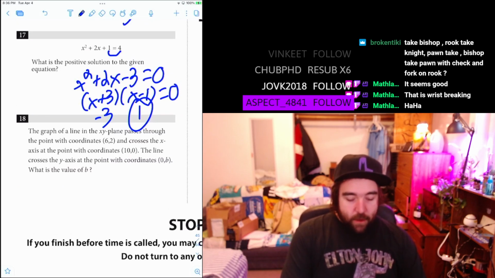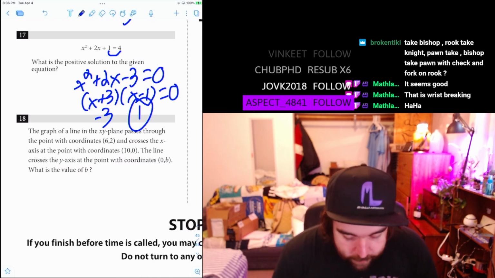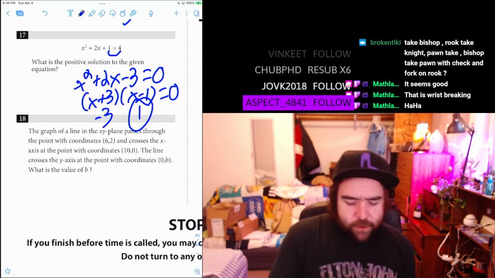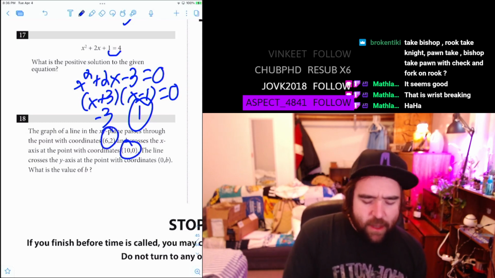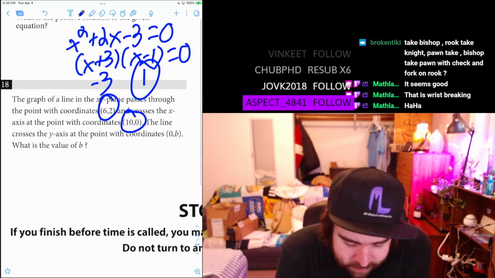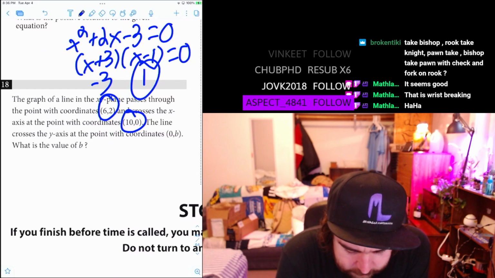Okay. The graph of the line passes through that point and crosses the x-axis at that point. The line crosses the y-axis at that point. What's the value of b? So here's what I would do. They tell us 2 points that it's crossing. So if I know 2 points that it's crossing, then I would write the equation of the line. I would want to just do point slope form, personally.